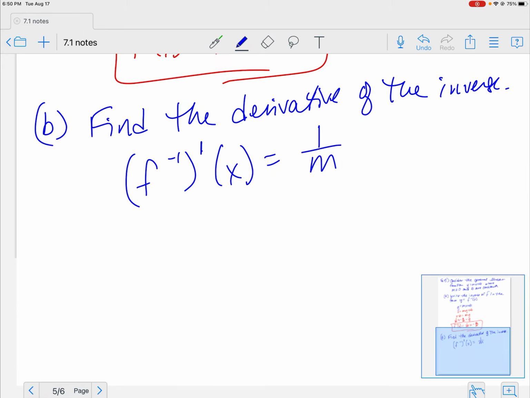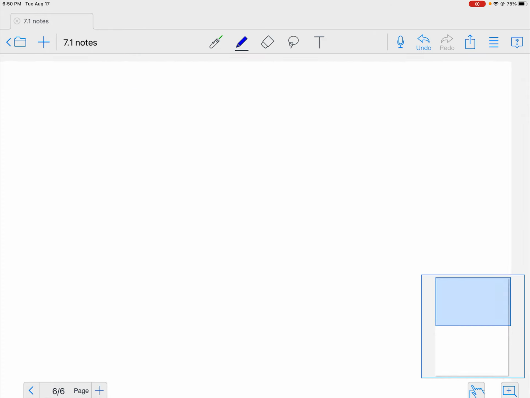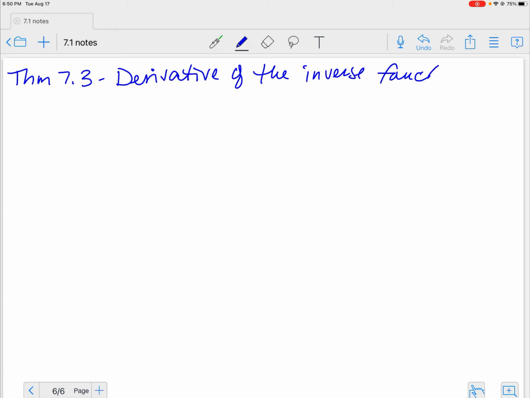Okay, now let's expand upon that a little bit here. Oh, I'm out of room. Let's expand upon that on the next page. Here is theorem 7.3. The derivative of the inverse function. Okay, and here's what it says. We're going to get mathy on it again.